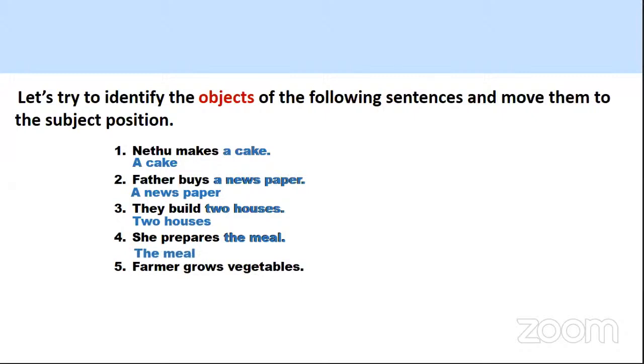The last one. Farmer grows vegetables. Vegetables is the object here. Once again, you have to take it to the subject position. Now, you keep your book aside.